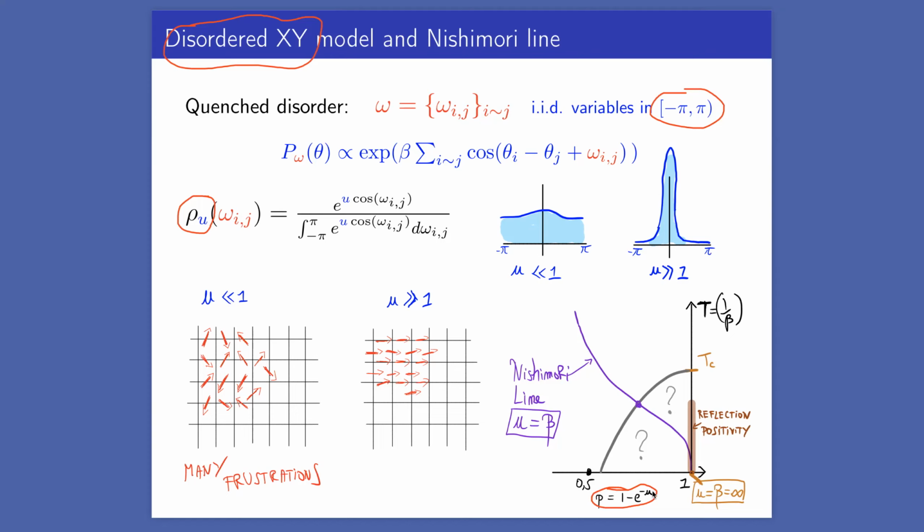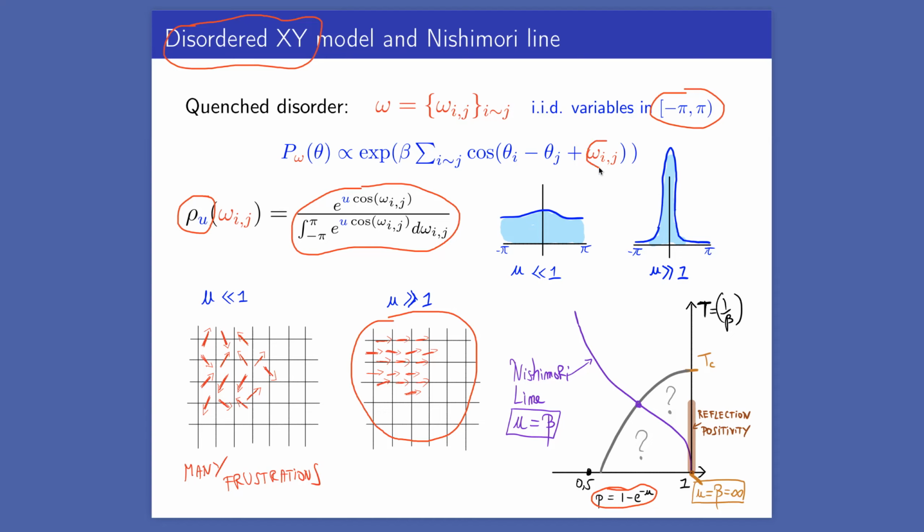When u increases, p increases. Okay, so u very large is like p very large in the previous slide. And indeed, if we look at this probability measure on the disorder, it's the probability measure on [-π, π], which is proportional to exponential u cosine of the angle. So when u is large, this is more or less a Dirac point mass at the angle zero. So u large means the disorder is almost this deterministic field of zero angles on each of the edges.